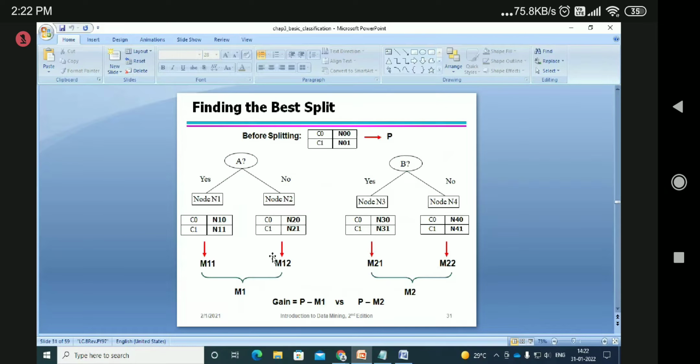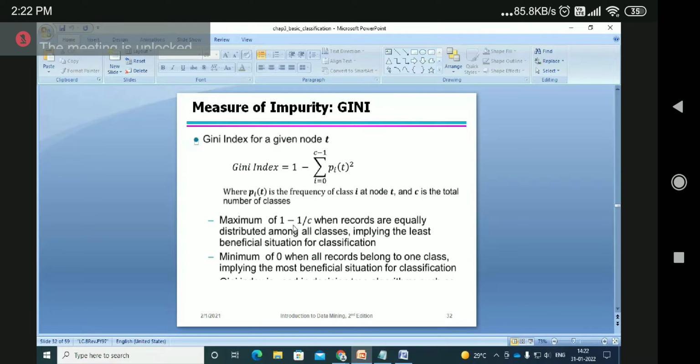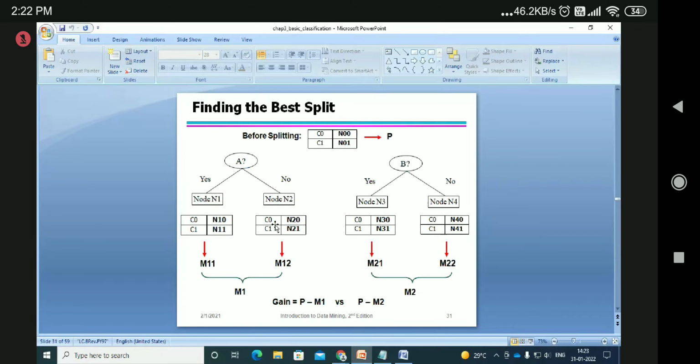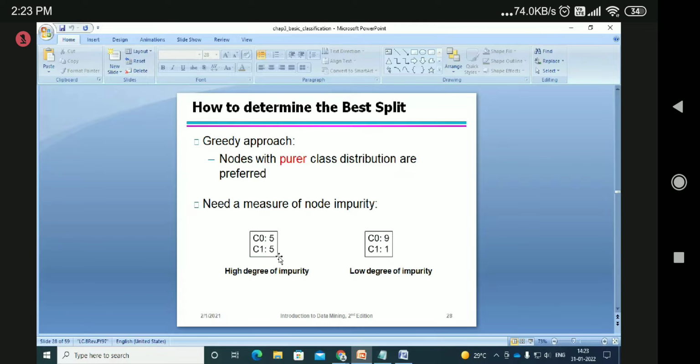Okay, so that depends upon how many classes you have. That's why it is 1 minus 1 over C, where C is the number of classes present in the data set. So what maximum value can occur and what minimum value can occur? If you have two classes, this will become half. So 1 minus half will be what? Half, that is 0.5. So if it's a two class problem, the maximum value is 0.5. You can see in this diagram, the impurity is 0.5 over here.